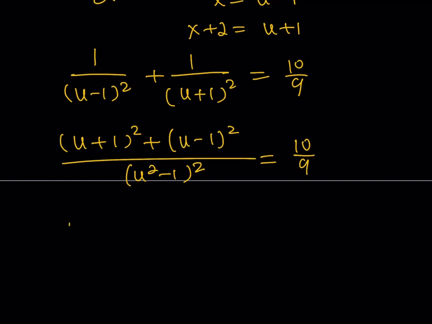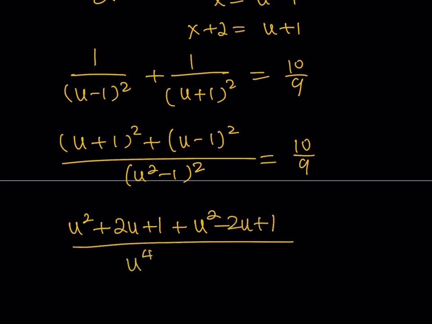This is going to be u squared plus 2u plus 1. And the second part is u squared minus 2u plus 1. So that's the beauty of it, obviously, that we basically get rid of some of these terms, and it makes the problem easier to solve. Okay, that's the whole idea.